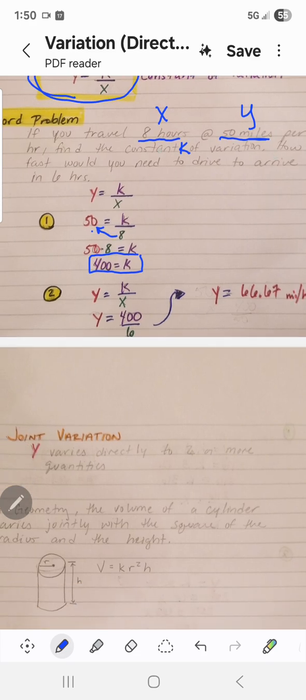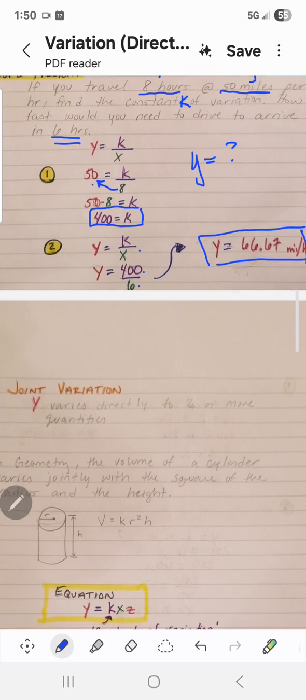It says how fast? How fast would you need to go? I don't know y. How fast? In order to get there in 6 hours, time. So x is 6. K I know. Divide these values out. It says that you need to go about 67 miles an hour.